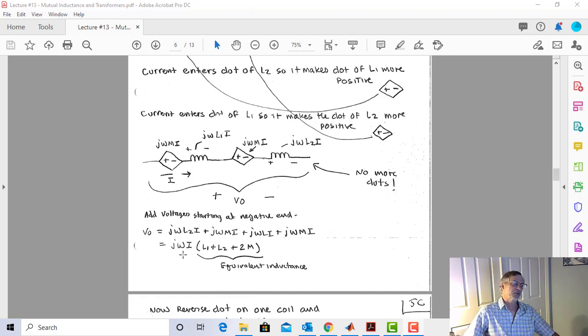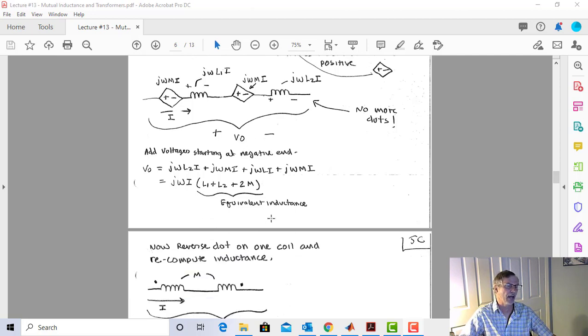Let's factor out j omega I. And I have L1 plus L2 plus 2M. So a lot of housekeeping here made this problem a lot more simple than it was when I was doing all the hand waving.